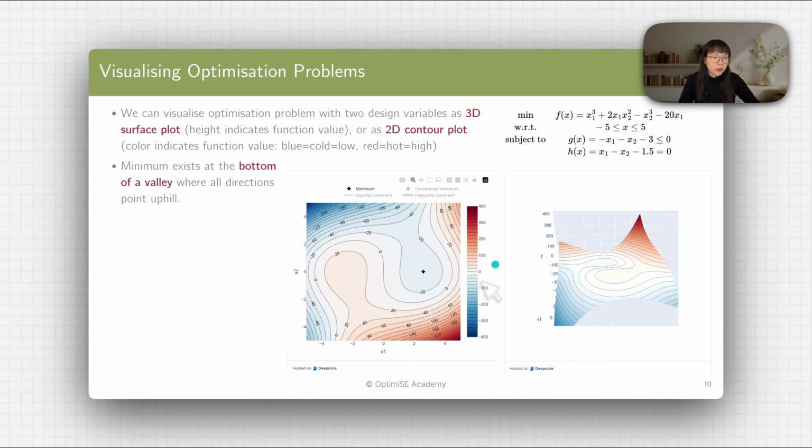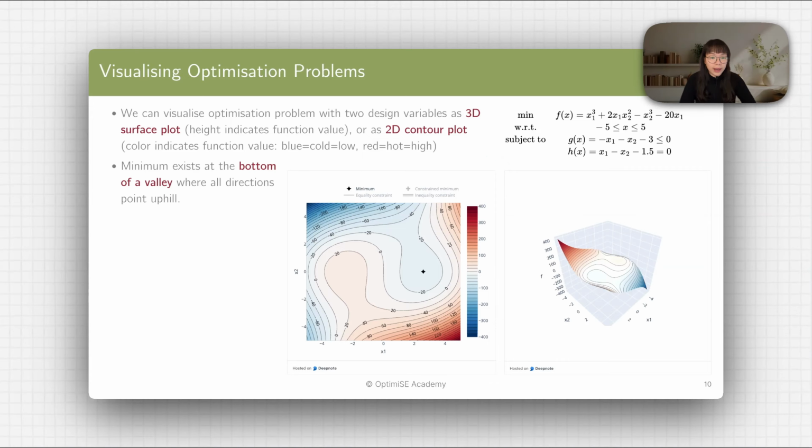Instead, we'll go into a more mathematical or more formal definition of an optimal point in part 4, where we talk about gradient-based methods. But to build up your intuition, an optimal solution would not be somewhere over here or somewhere over here. It would actually be a signature point that is at the bottom of a valley, where all of the directions around it point uphill.